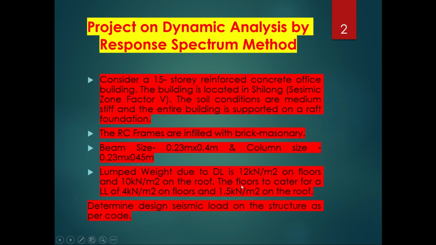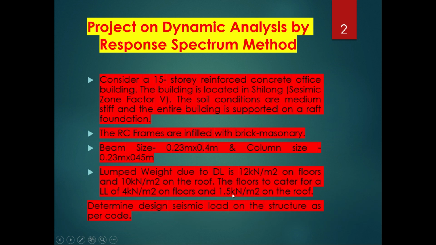In seismic analysis, whether static or dynamic, we know the imposed load, that is the live load, acts at 50% if the live load has a magnitude of more than 3 kilonewton per meter square. So here, of the 4 kilonewton per meter square, 2 kilonewton per meter square is acting on the floor. Likewise, we have a value of 1.5 kilonewton per meter square on the roof.